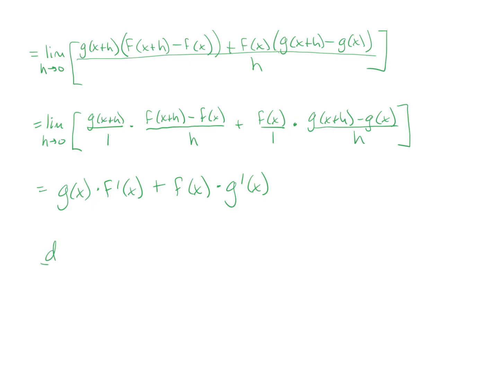So let's write it out. d dx of f times g equals, so this says g times f prime, but multiplication is commutative, right? So I'm going to write it as f prime times g, f prime g plus f g prime.